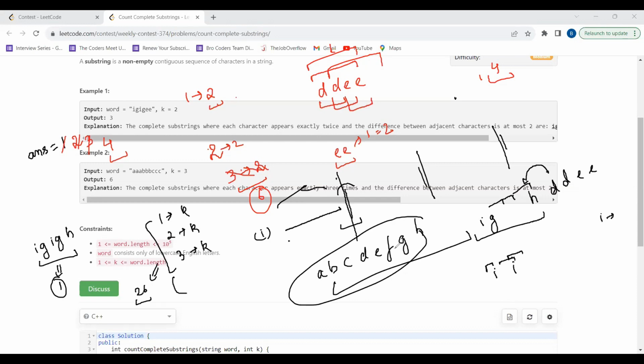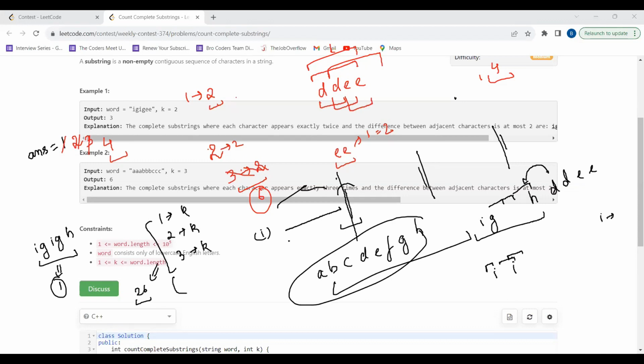So I hope this approach is clear. Is this approach clear? Let me ask again. Is this approach clear? Clear. Others? Yes.